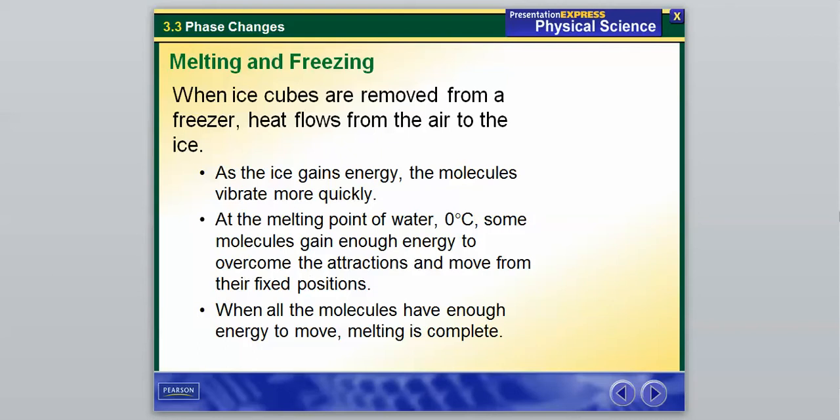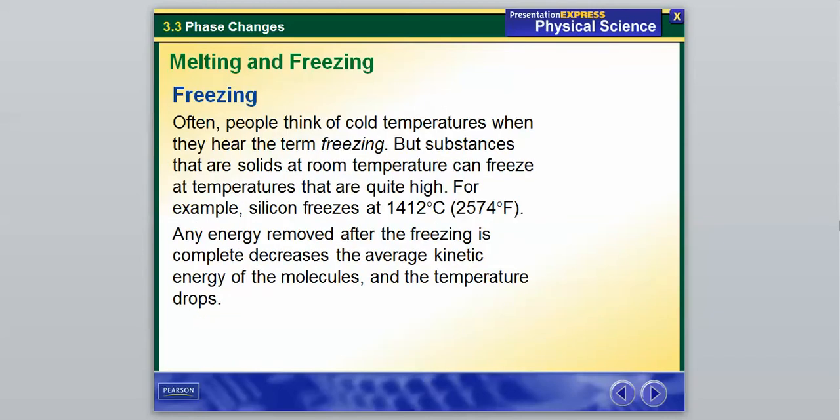So that is melting. Now freezing. People often think of cold temperatures when they hear the term freezing, but substances that are solid at room temperature can freeze at temperatures that are quite high. For example, silicon will freeze at 1412 degrees Celsius. All freezing means is changing from a liquid to a solid, so it doesn't necessarily have to be done at a cold temperature.